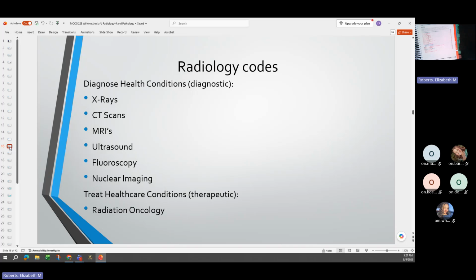So switching gears here. And if you've ever had me in class before, you know, I always say this. There are 6 sections of the CPT code book, right? There's E&M, anesthesia, surgery, radiology, pathology and lab, and medicine. 6 sections, right? And all of these sections are divided based off of procedure type. We just looked at anesthesia. Now we're going to look at radiology. After this, we're going to look at pathology and lab.